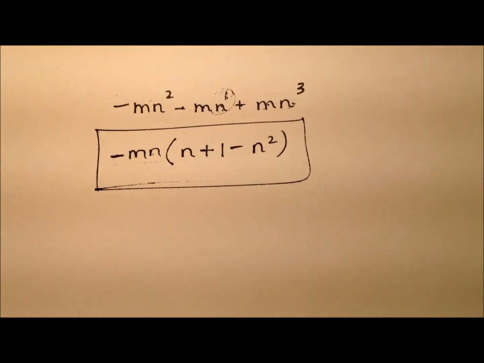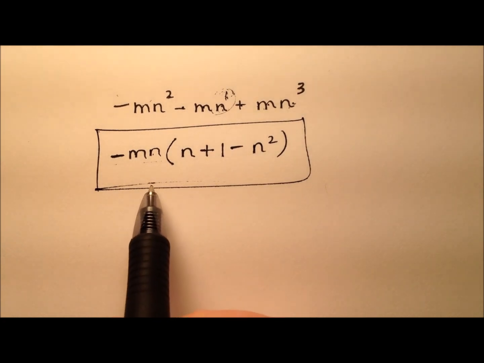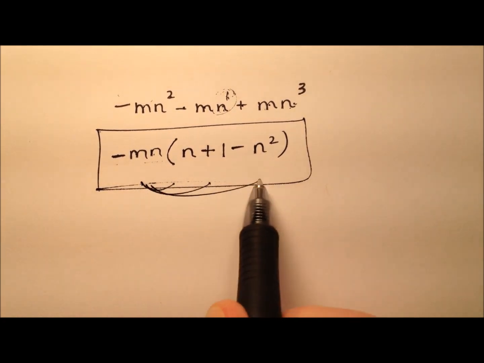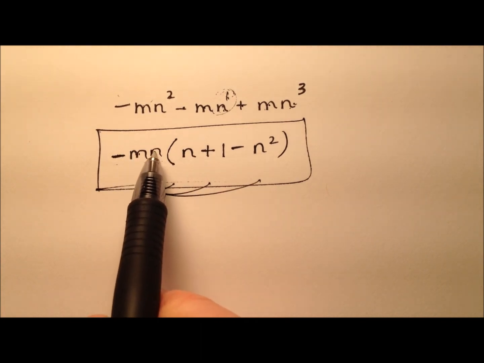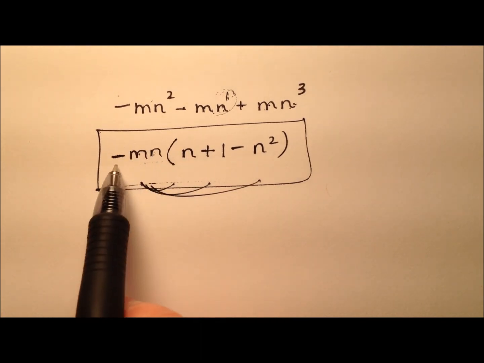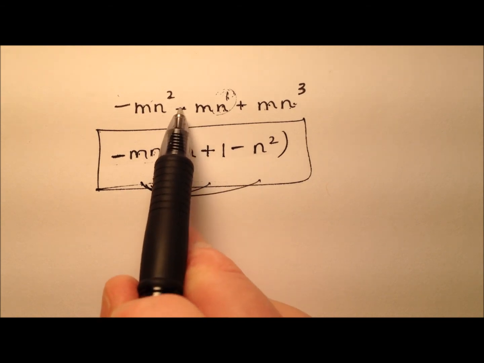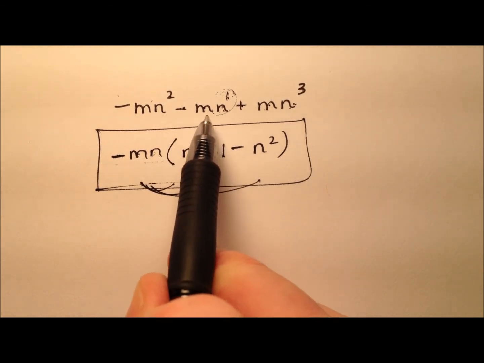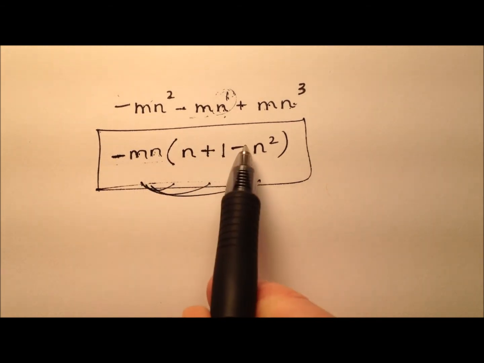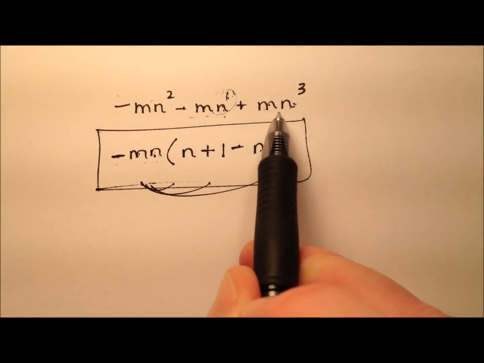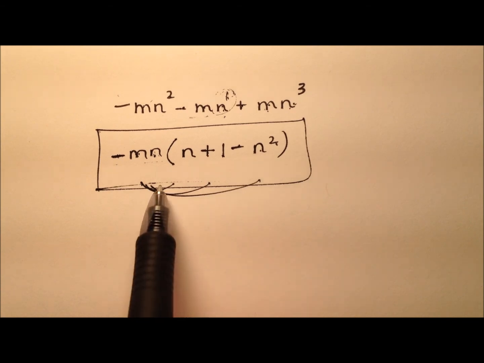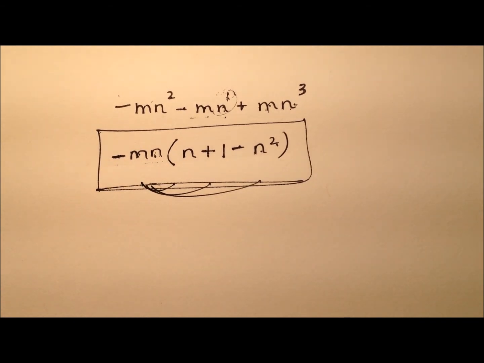So this is the factored form, and you can always check to make sure by distributing that negative mn back through. So I would have negative mn squared. The negative and the positive makes a negative, and then mn times 1 is just mn. And then the negative times the negative is a positive, and mn times n squared will be mn cubed. So we can see that what we have here is correct.